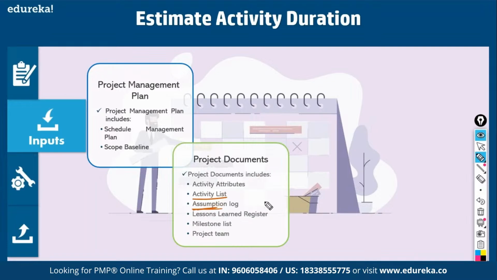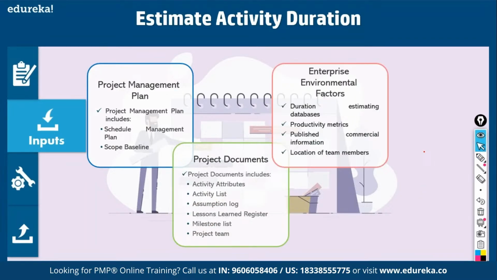If you assume that you're going to get experienced people, you can plan to do it in 10 days. Inexperienced, 5 days. Semi-skilled, 7 days. So these are the assumptions you make. Milestones, project team: if there are any milestones, the activity should end on that milestone, right? The project team also tells you what type of duration you can plan for. Then enterprise factors, for example, productivity metrics. What is the productivity of team members? They will decide the duration, and so on. That's an example.